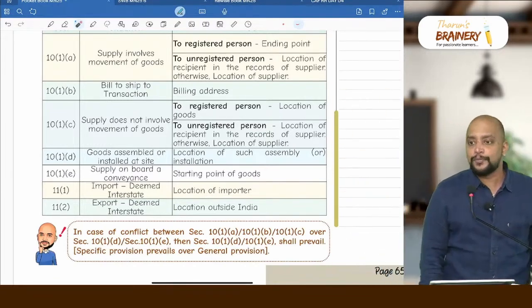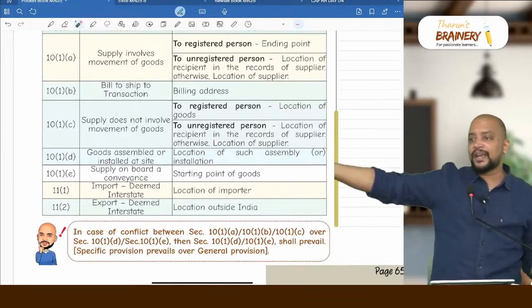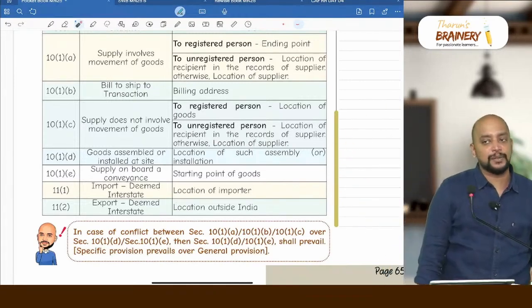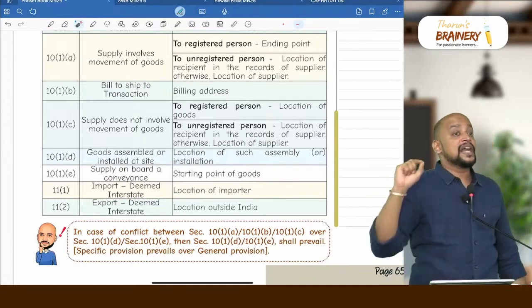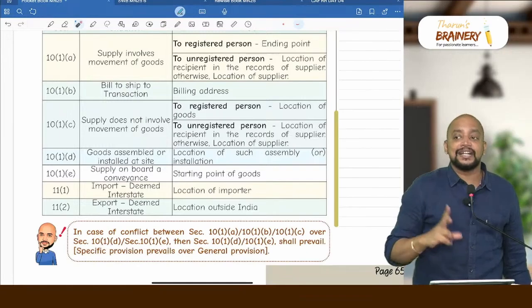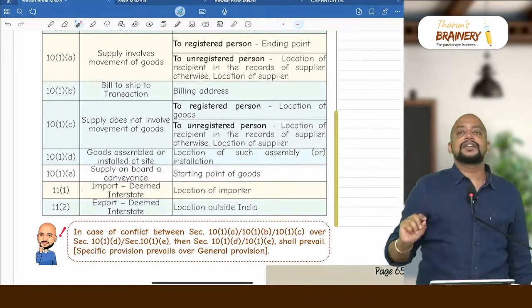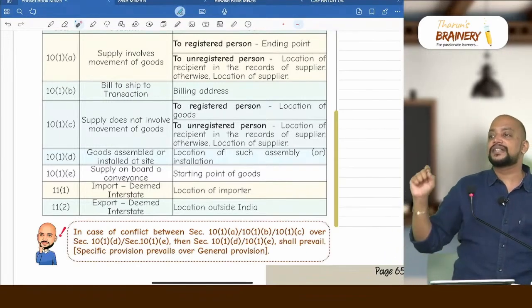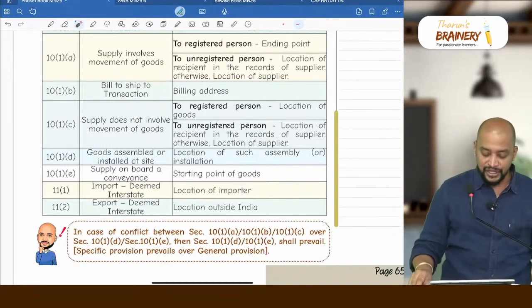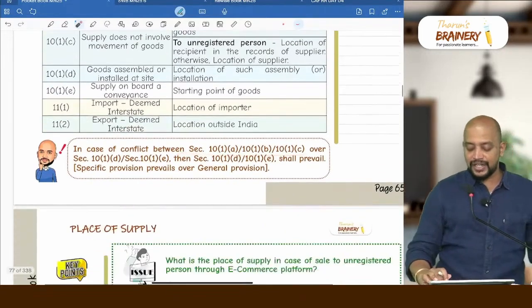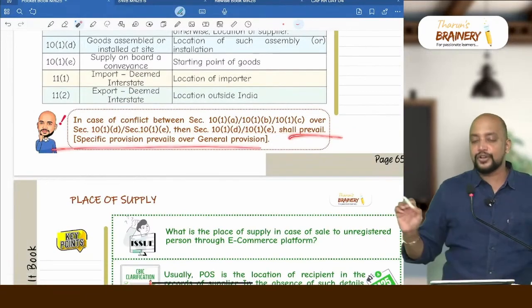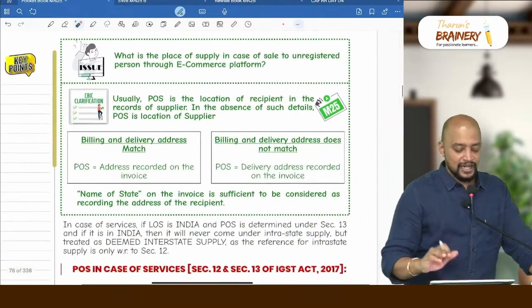If you apply 10(1)(b), billing address, shipping address, bill to ship to, so billing address Maharashtra will be taken as place of supply. If you apply 10(1)(d), where am I installing? I am installing in Tamil Nadu. So then what should be taken, 10(1)(b) or 10(1)(d)? Whenever there is a confusion between ABC versus D and E, D and E only will prevail because D and E are specific provisions. So in case of conflict between 10(1)ABC over 10(1)D and E, then 10(1)D and E shall prevail because specific provision shall prevail over general provisions.